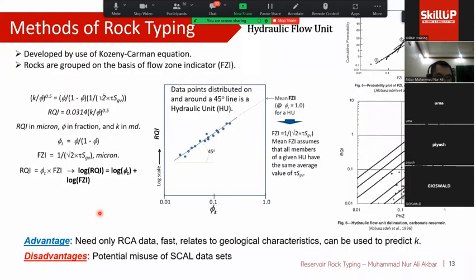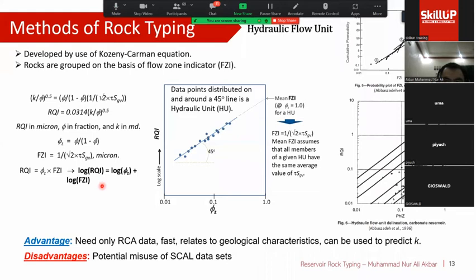And also the hydraulic flow unit. The hydraulic flow unit is very commonly used in many case studies in sandstone and carbonate, where this method was developed under the Kozeny-Carman equation. And the rock group is based on the flow zone indicator. This is simple. From the Kozeny-Carman equation, we make a plot between the pore geometry, or RQI, the reservoir quality index, which is the square root of permeability over porosity, multiplied by 0.0314.